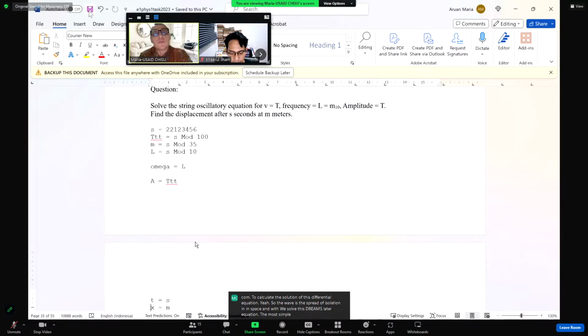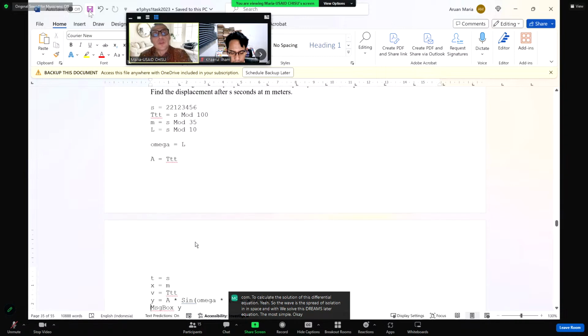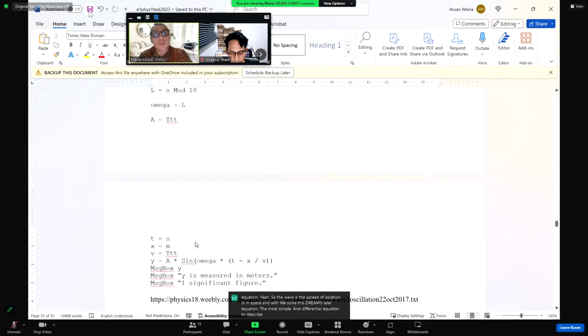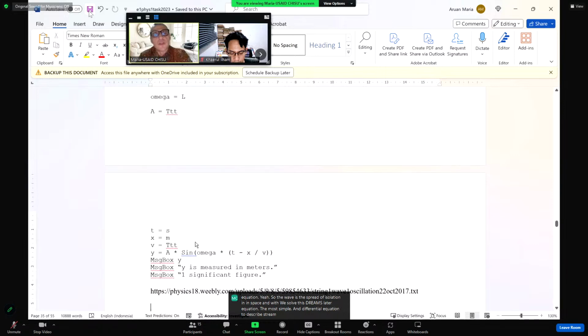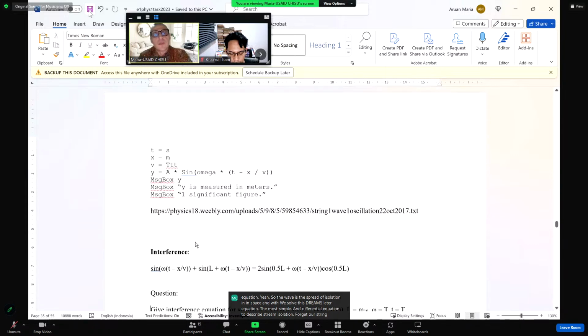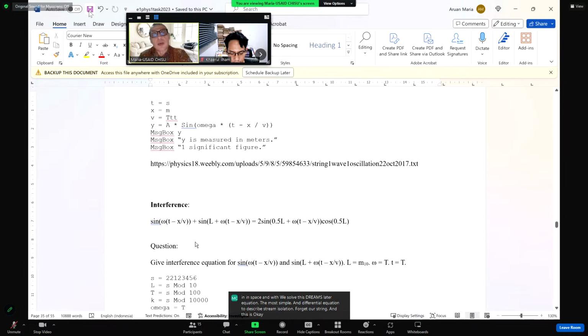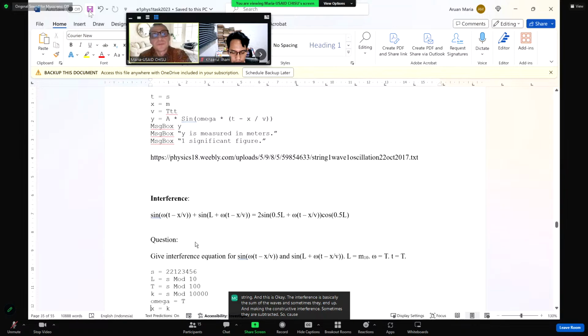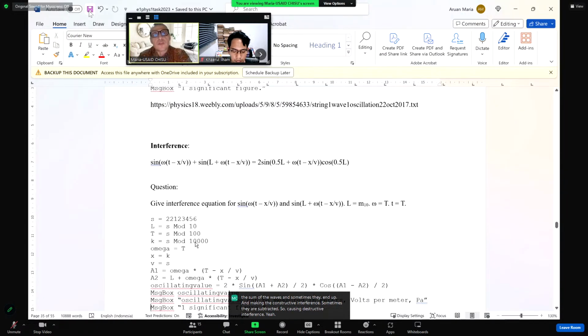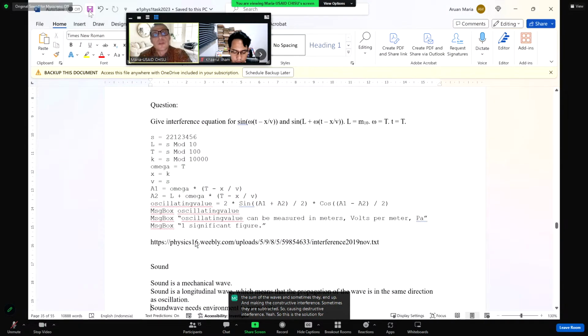So the wave is the spread of oscillation in space, and we solve the string oscillatory equation, the most simple differential equation to describe string oscillation, for example, a guitar string. And this is the solution, okay? The interference is basically the sum of the waves, and sometimes they add up, making constructive interference. Sometimes they are subtracted, causing destructive interference. So this is the solution for interference.